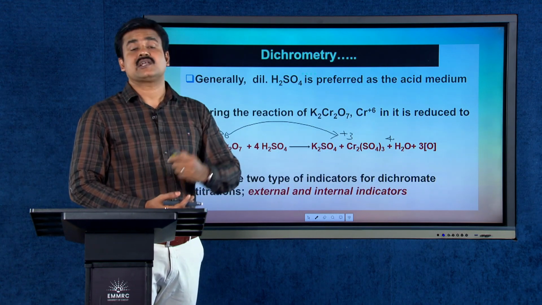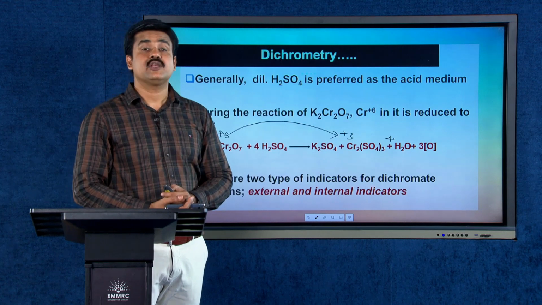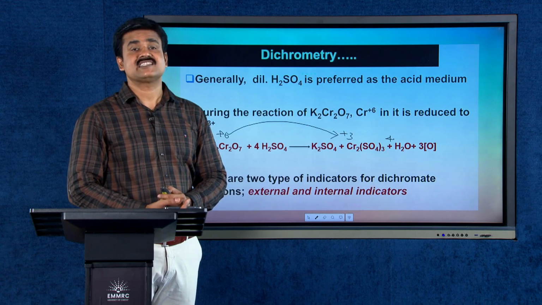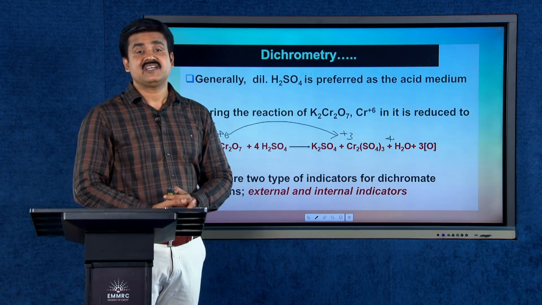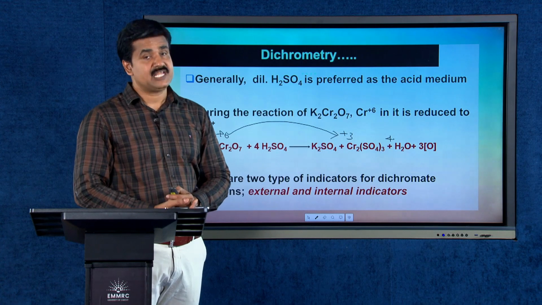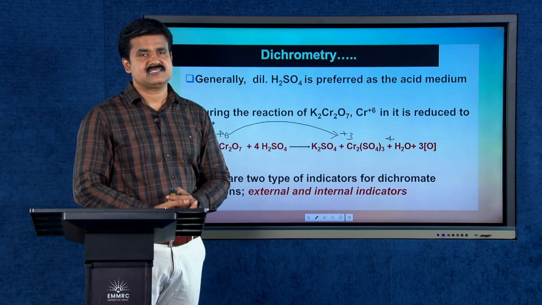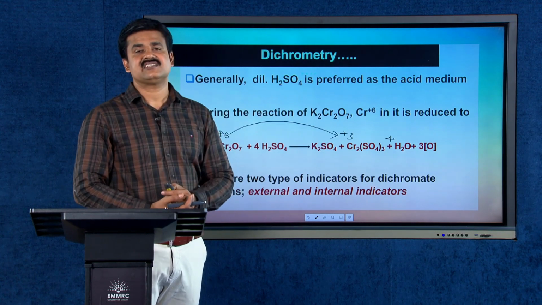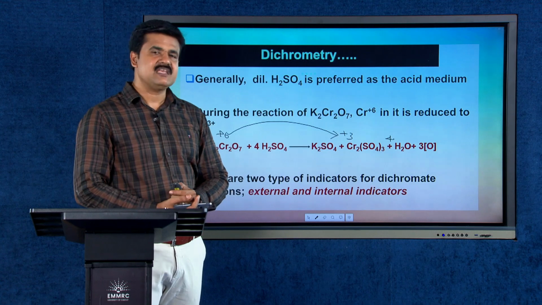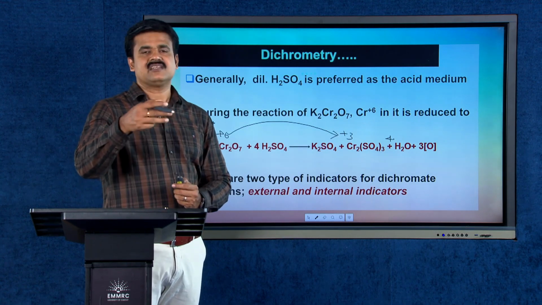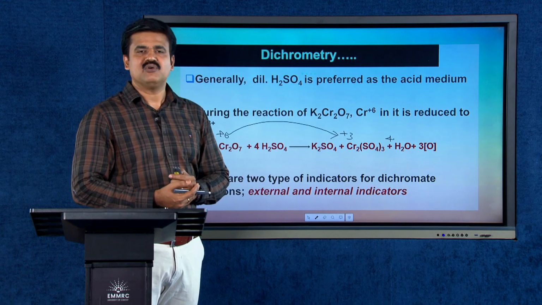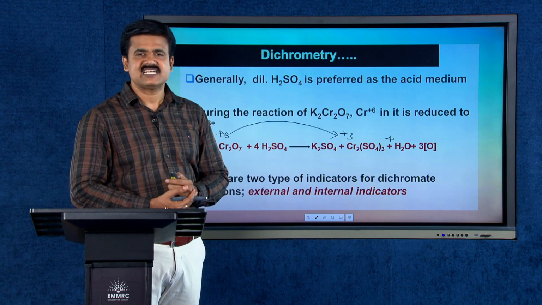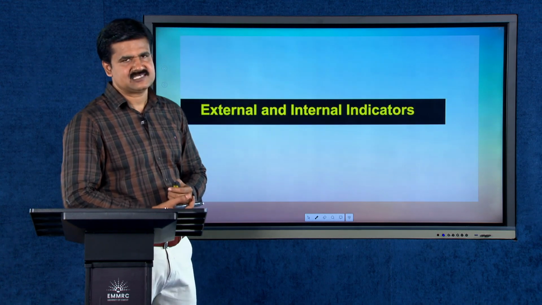There are two types of indicators for dichrometry titrations. That is, in dichrometry or in titrations involving potassium dichromate as a titrant, we have to find out the end point, and to find out the end point, we need some indicators, and there are two kinds of such indicators. They are external indicator and internal indicator. As the name indicates, the internal indicator is mixed with the reagent. However, external indicators are placed outside the reaction medium. We can enter into more details of external and internal indicators in coming slides.